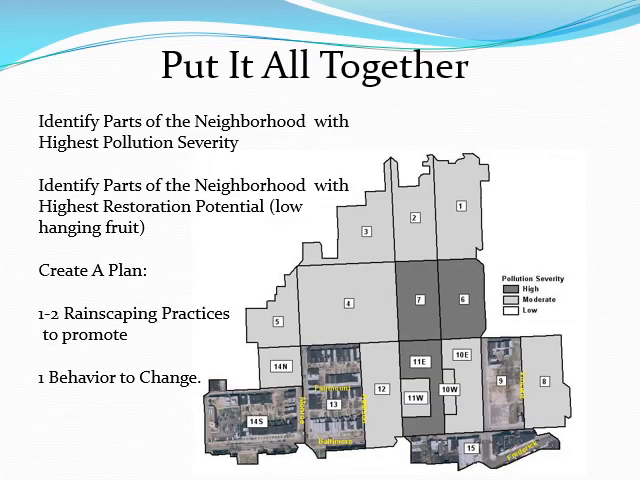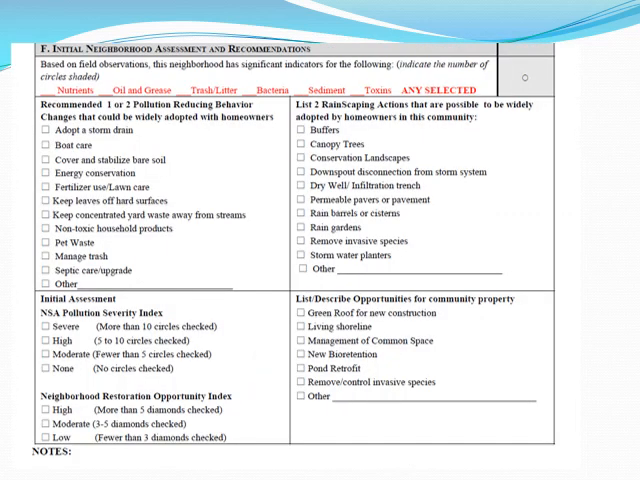And this is an example of a community where they've just shaded in the different areas of the community that are more or less polluted. And so if I were in this community and I were wanting to work in one section, I might pick maybe section 7 or 6 or 11E as areas that I might start rather than starting in the entire community. So that's all helping you to make a plan as a steward in the community. What rainscaping practices are you going to promote? What habits are you going to promote?